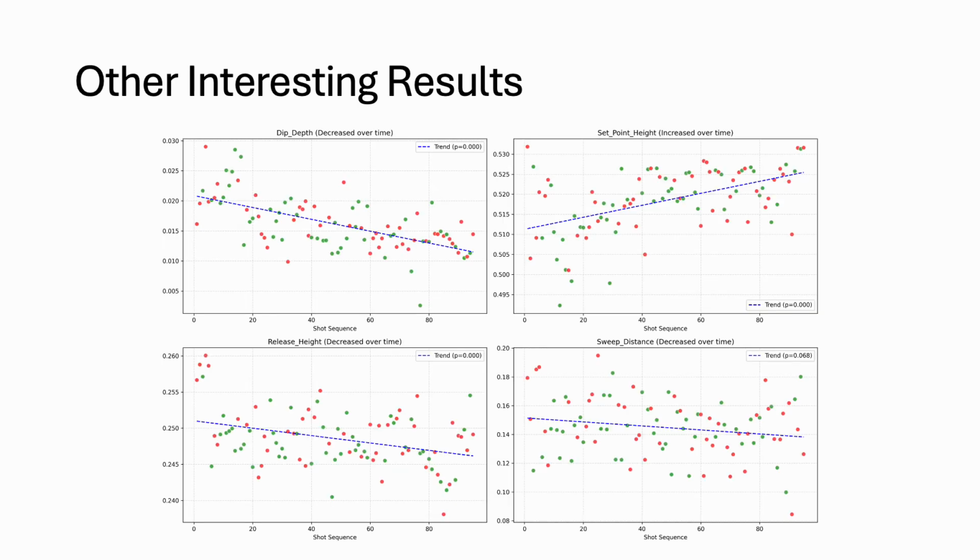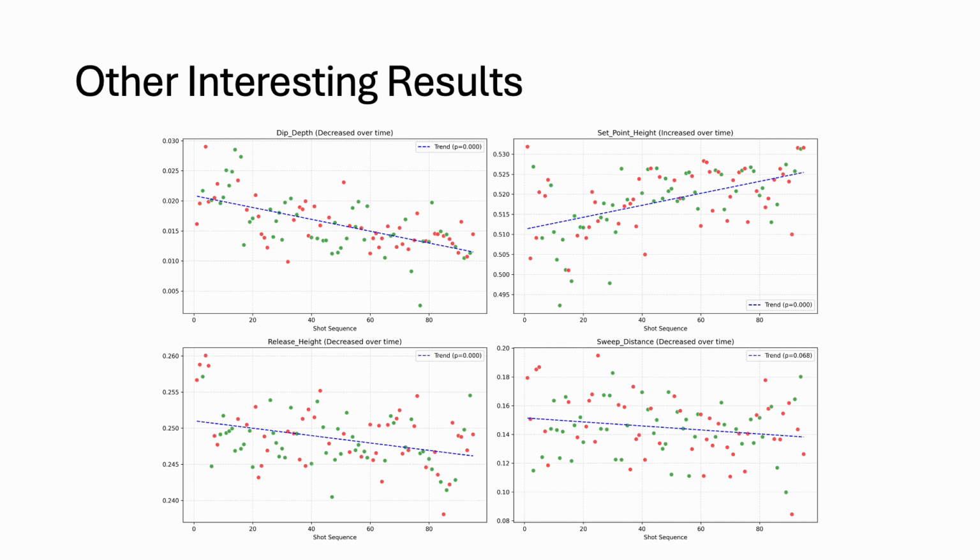So some other interesting results. I took 100 shots, and my shot slightly changed over those 100 shots. So you can see the dip depth, how much I'm bending my knees and trying to use my legs, decreases a little bit over time. You can see some fatigue. And this on the top right is the set point height. So it's how high my elbow is when I set my shot to shoot. It actually increases over time, maybe a little bit to compensate for the dip depth.